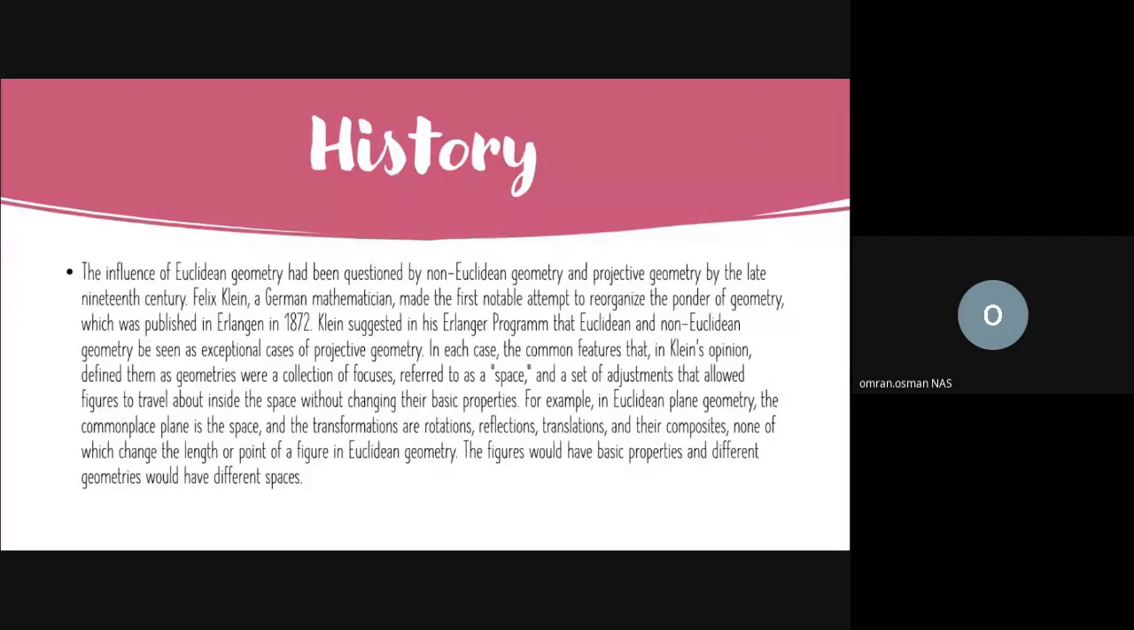Klein suggested in his Erlangen program that Euclidean and non-Euclidean geometry be seen as special cases of projective geometry. In each case, the common features that, in Klein's opinion, define them as geometries were a collection of points referred to as a space, and a set of transformations that allowed figures to move about inside the space without changing their basic properties. For example, in Euclidean plane geometry, the common plane is a space, and the transformations are rotations, reflections, translations, and their composites, none of which change the length or angle of a figure. The figures would have basic properties and different geometries would have different spaces.